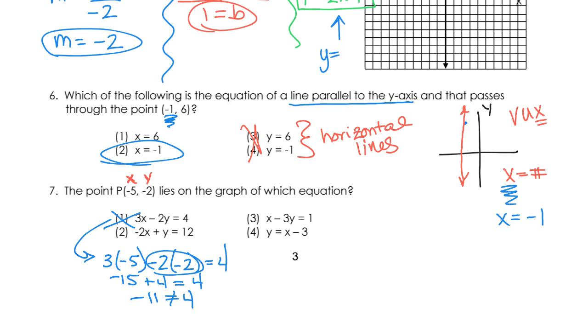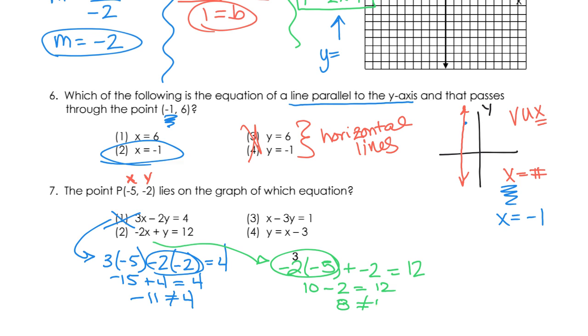Okay, now I'm going to take choice 2 over here and do the same thing. I'm going to keep the -2, but the x gets replaced with the -5. Then plus my y, which is -2, and we're going to see if this equals 12. -2 times -5 is actually +10. Plus a -2 is really the same thing as saying -2. Or you can type it in your calculator, but you're going to see you get 8, not equal to 12. So this point does not lie on that line either.